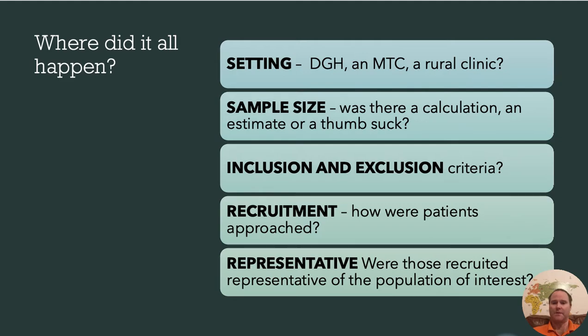Obviously, the more exclusion criteria you have, the less generalizable the findings. How were patients recruited? How many were approached? Were they approached consecutively, or were they found from a list of patients on a database? And ultimately, was that sample size represented? In other words, were those recruited representative of the population of interest?